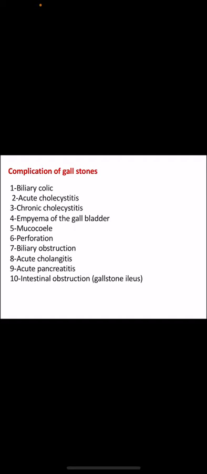And this stone will increase in size due to the presence of fecal concretion around the stone, and become larger and larger, then will be impacted in the narrowest part of the small intestine, which is about 2 feet from the ileocecal junction, and lead to what's called the gallstone ileus. These are the complications of the gallstone. Diagnosis of the gallstone is by history and physical examination, ultrasound, CT scan or MRCP.